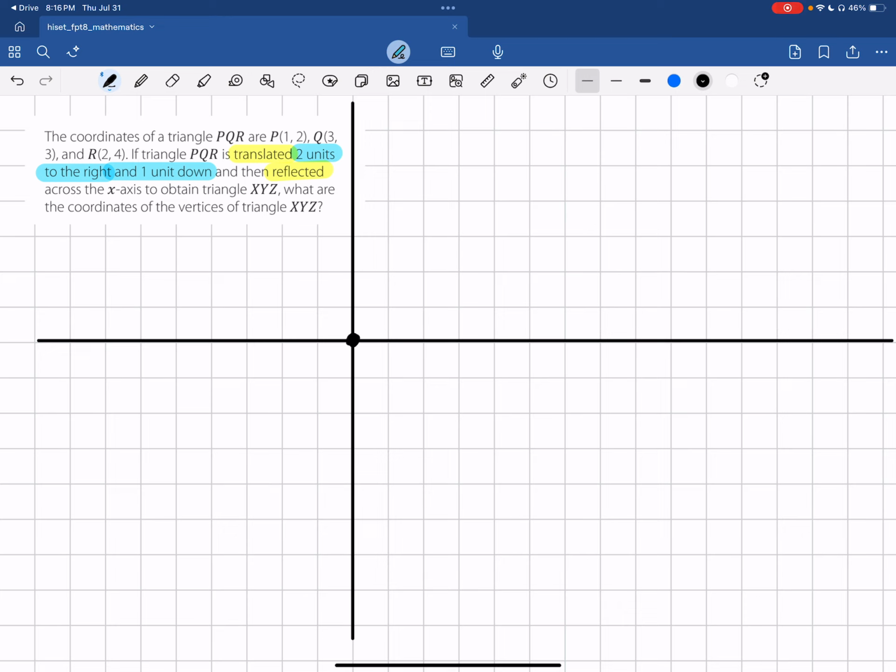All right, the coordinates of triangle PQR are over 1 up 2, that's P. Q is over 3 up 3. And R is over 2 up 4. So PQR looks something like this. Okay, that's triangle PQR.